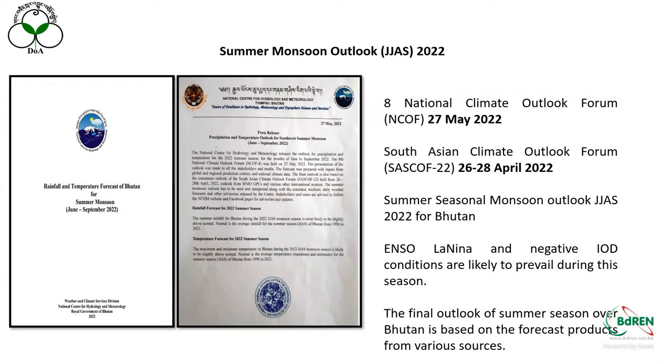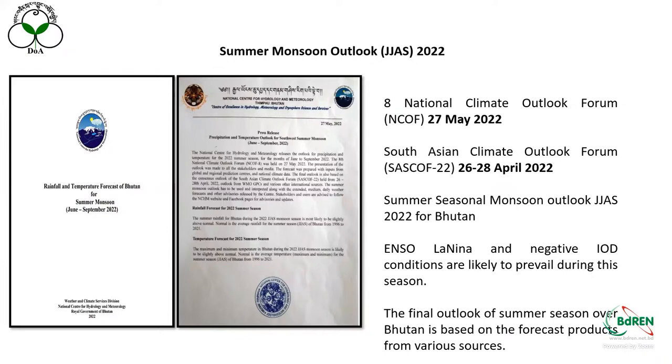Coming to the summer monsoon outlook that the National Center for Hydrology and Meteorology has produced, the summer months in Bhutan comprise June, July, August, and September. The National Center for Hydrology and Meteorology prepared the seasonal forecast for Bhutan with inputs from the global and regional prediction centers, as well as the national climate data that is available from 1996. The final outlook is based on the consensus outlook of the South Asian Climate Outlook Forum, SASCOF, and products from the WMO and Global Producing Centers of Long Range Forecasts.